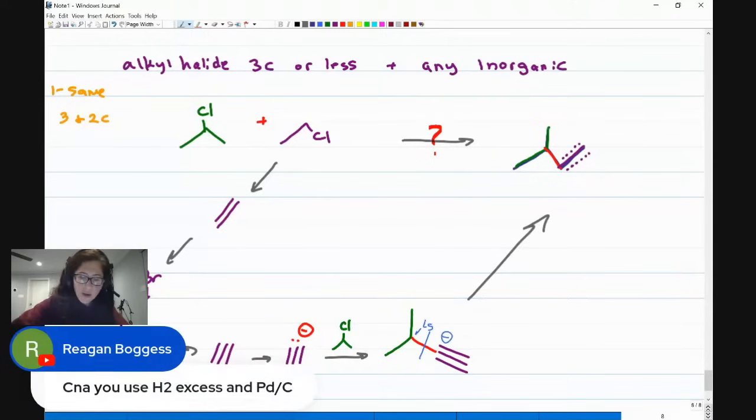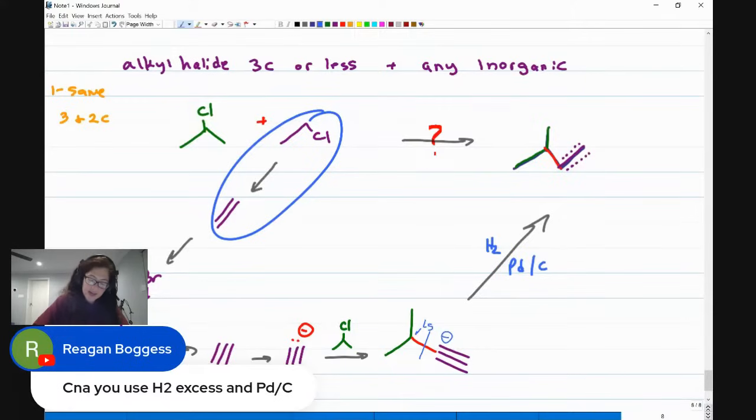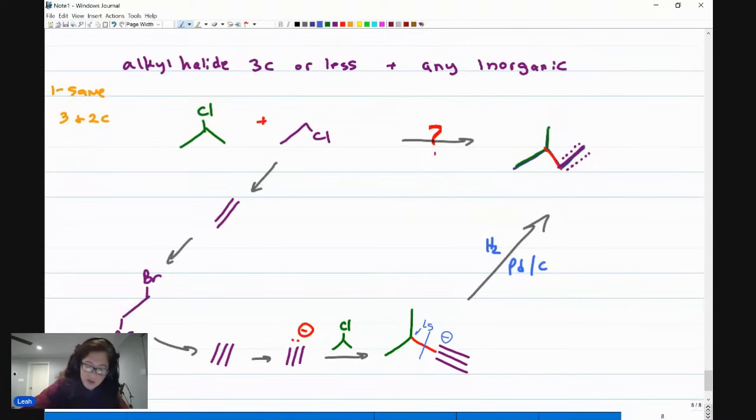Oh, where did that go? Can you use H2 and excess palladium carbide? Yes. So let's go ahead and fill in the reagents. H2 in a metal catalyst like palladium carbide. And let's go forward and fill in the forward reaction from the beginning. From the alkyl halide to the alkene, this is a regular elimination. So we're going to use any strong base. I'm going to choose NaOH and H2O.